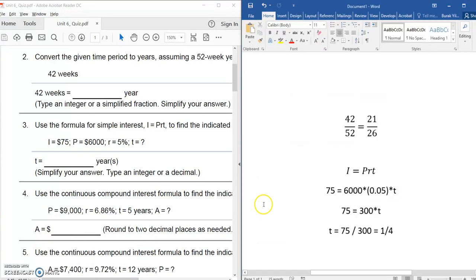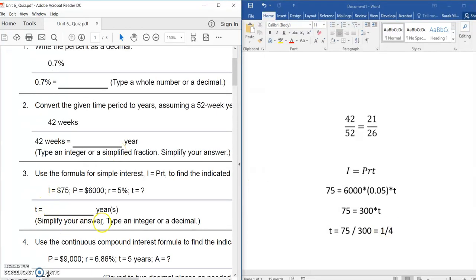So now we see that 75 equals 300t. Dividing both sides by 300 will give you t equals 75 divided by 300. And 75 actually goes into 300 4 times. So your answer would be 1/4. Actually, I noticed the answer is requested as an integer or a decimal. So 1/4 would be equal to then as a decimal 0.25, since it's a quarter.